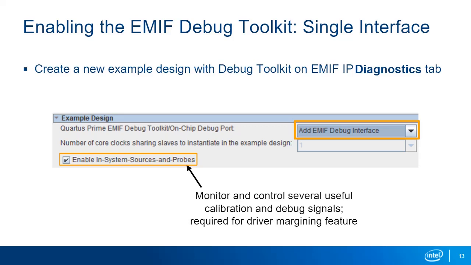If you're not familiar with the standalone version of this tool in the Intel Quartus Prime software, In-System Sources and Probes allows you to actively monitor internal design signals, referred to as probes, and actively control the level or value of signals, referred to as sources. Enabling this option for the example design provides access to a number of useful signals for monitoring and control, and is required for the driver margining feature in the EMIF Debug Toolkit, discussed later.